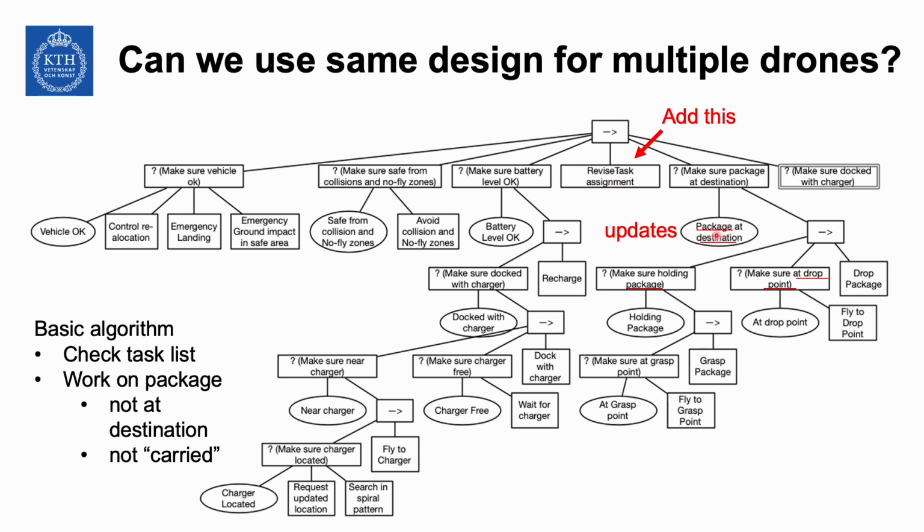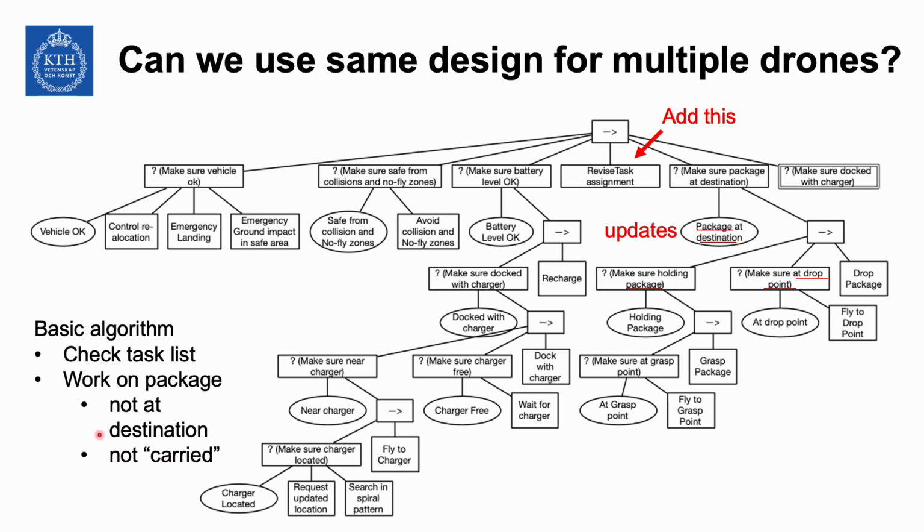Obviously, you can do something more or less elaborate. Here I picked a very basic algorithm that checks a list of tasks, and then you pick the first package that is both not at the destination and not being carried by another vehicle. So you don't want to try to grab a package that another drone is already carrying, and you don't want to grab a package that is already sitting at its destination. But all the packages that are not being carried and not at the destination are basically up for grabs.